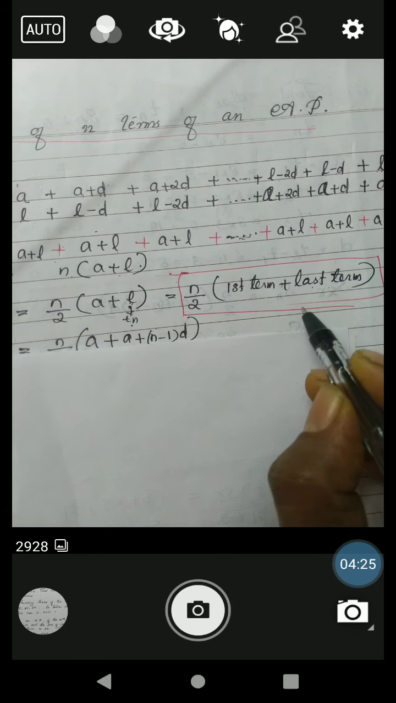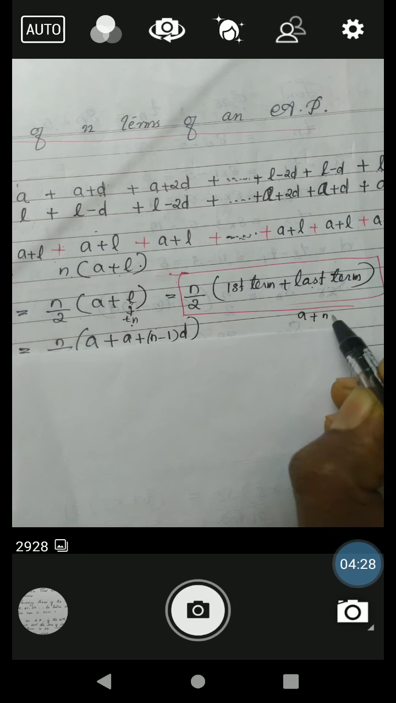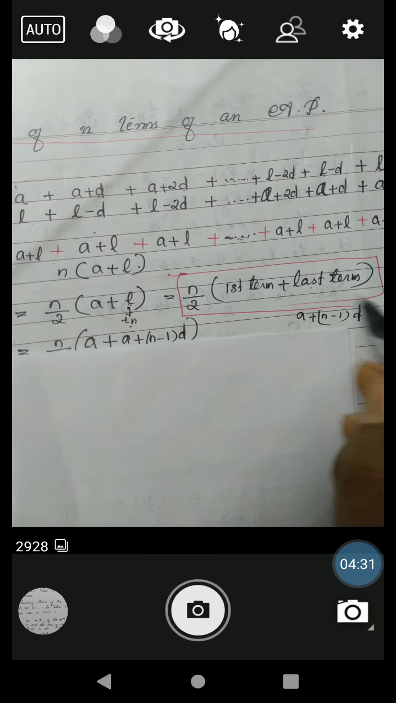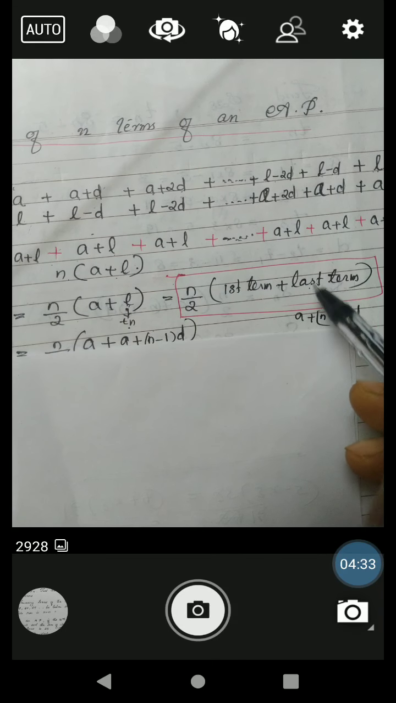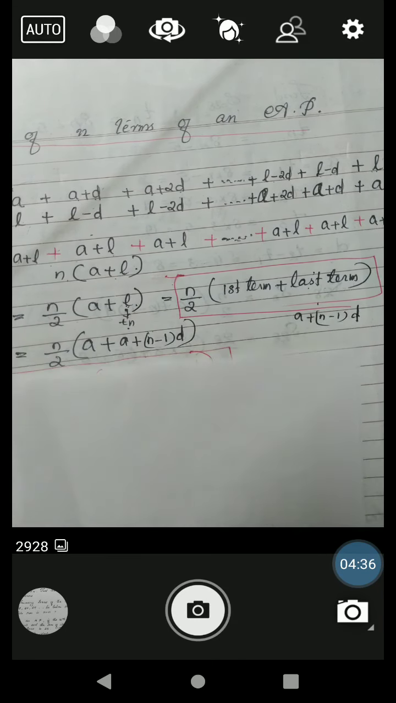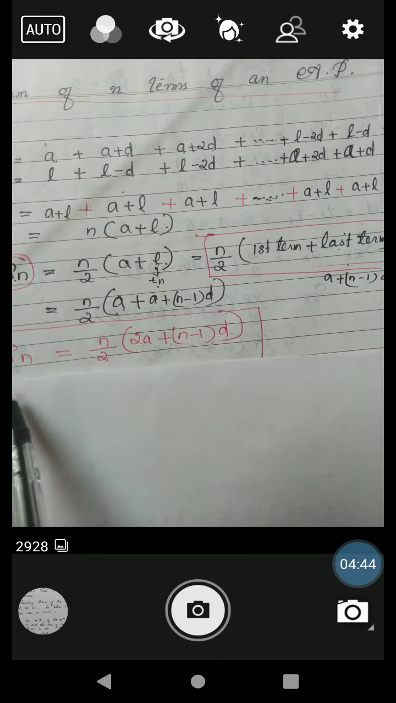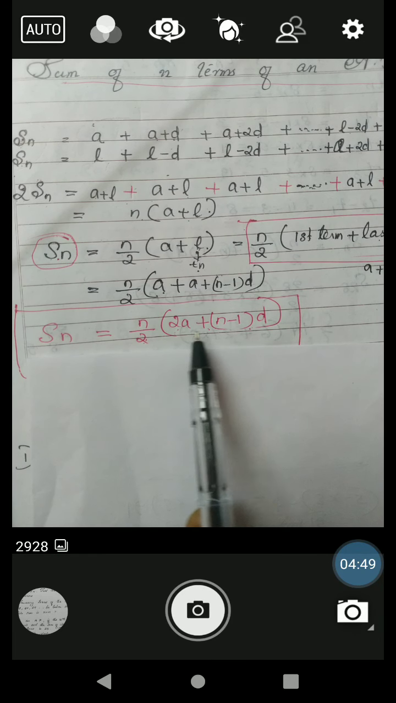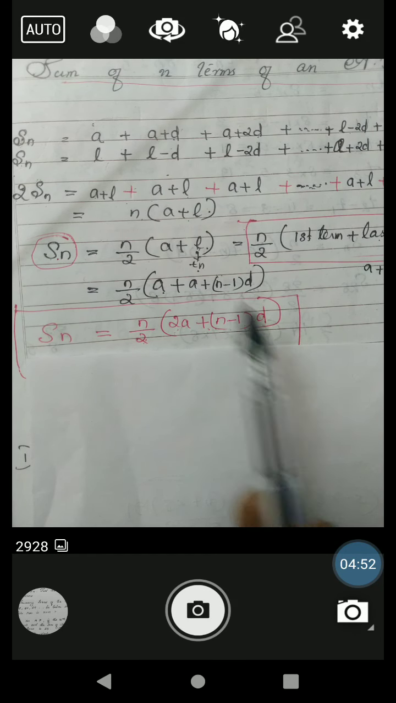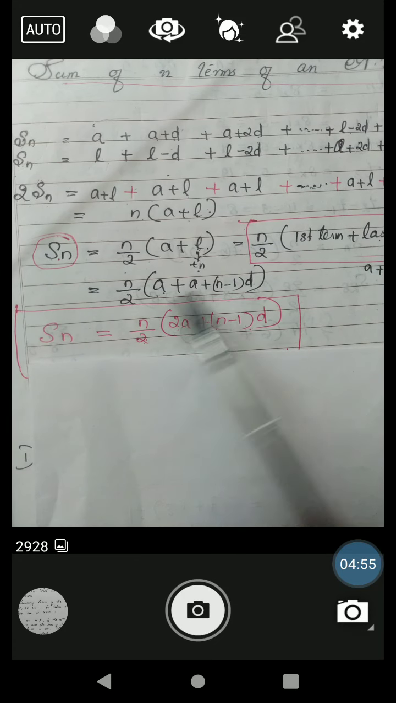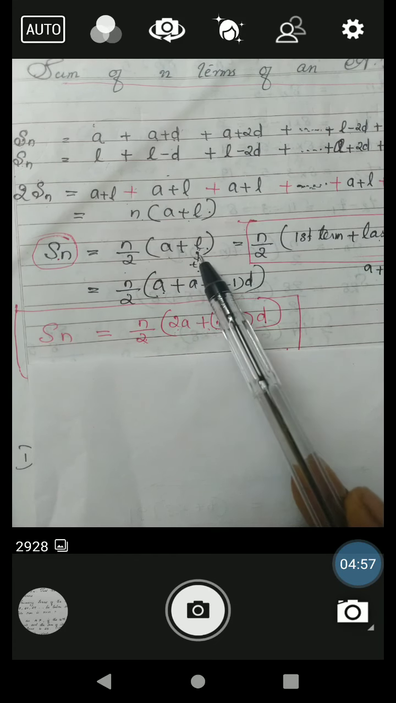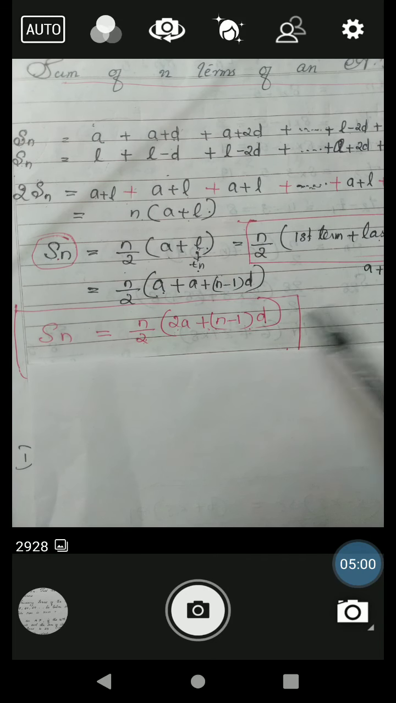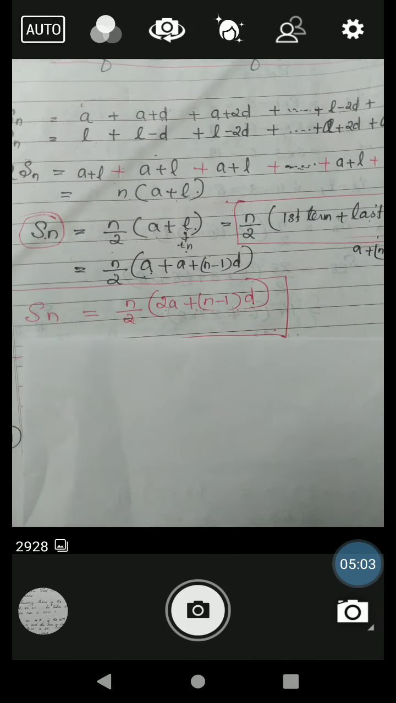Now, we know the last term is L or Tn, that is A plus n minus 1 into D, which we have already learned. Therefore, substitute that value instead of L. When you solve it, A plus A, 2A. So the result is Sn is equal to n by 2 into 2A plus n minus 1 into D. Or Sn is equal to n by 2 into first term plus last term. So remember this formula. Now we can do one question.